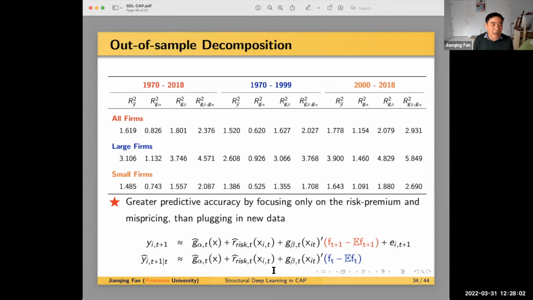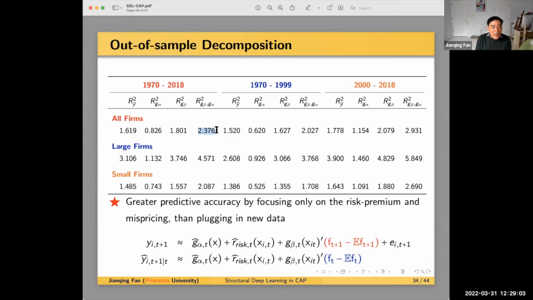And we also do out-of-sample forecasting. One is the traditional method, where you use the current time period to do the cross-sectional regression, using current characteristics to predict the asset return, and then just extrapolate. The out-of-sample R squared is 1.16. If you use only the alpha decomposition that we talked about, beta alone is 1.8. And if you use both alpha and beta components and ignore the factor innovation, so this one excludes the factor innovation, you can see that excluding factor innovation gives you better prediction results.